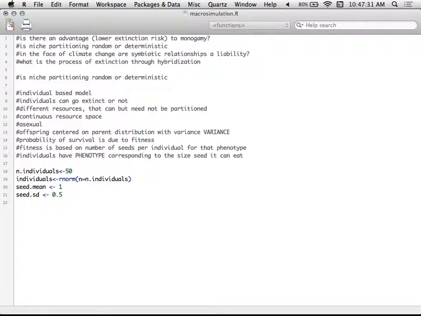Now what? What's going to be the process here? So we have our starting individuals. We have our fitness space. We have our seed space. What do we have to do to have this evolve? Write a loop, right? So we'll have generation one, generation two. Right, so we have some sort of function for fitness. So let's do our fitness function next.